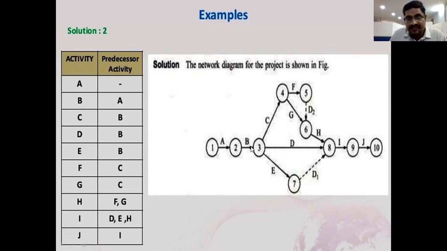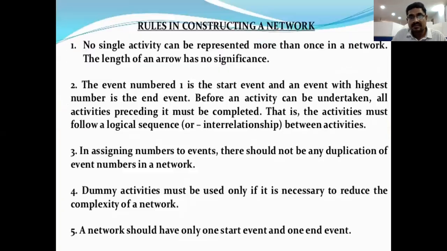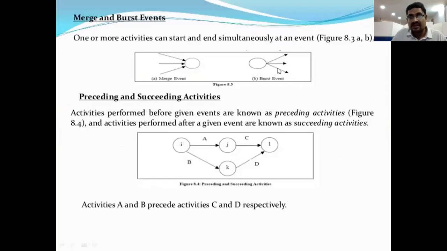So look here. From B to C, B to D, B to E. So simply this part is called a burst event. This is B to C, B to D, B to E, a burst event.